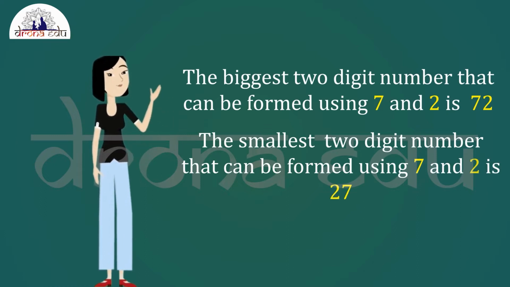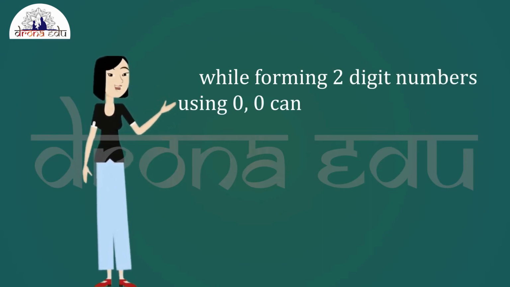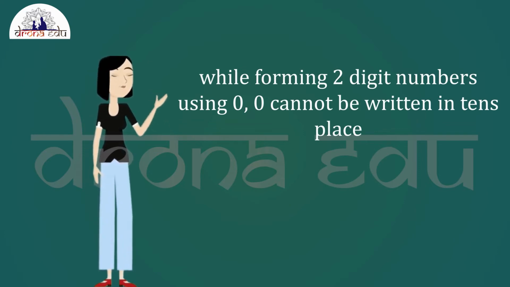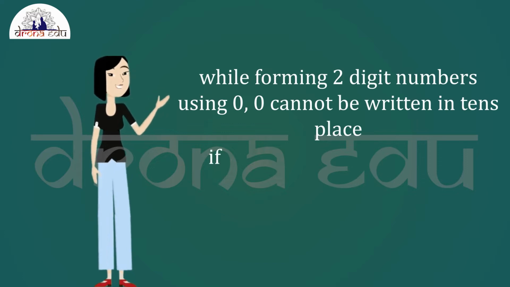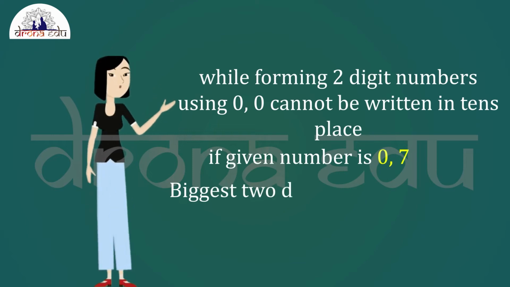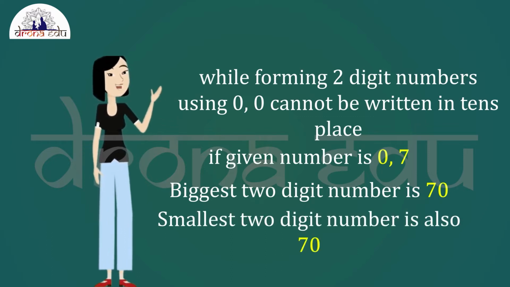Likewise, we can form a greater number or a smaller number using the given digits. But always remember, while forming 2-digit numbers using 0, the 0 cannot be placed in the tens place. For example, if the given digits are 0 and 7, the biggest 2-digit number is 70, whereas the smallest 2-digit number is also 70.